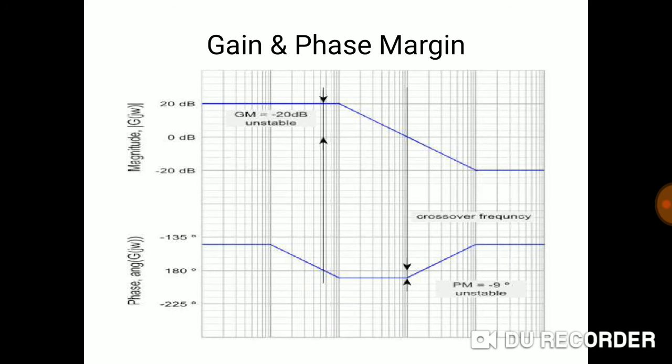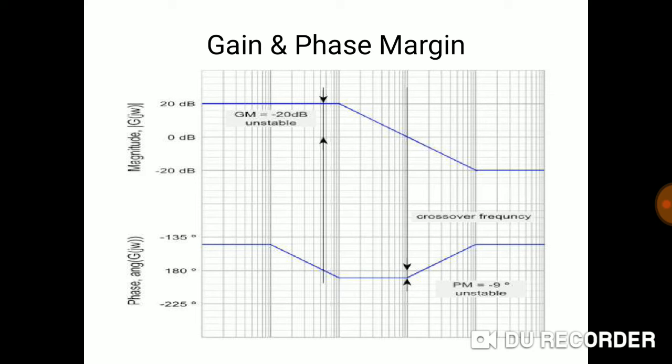Now we'll see the graphical representation for the gain and the phase margin. As I told you, the Bode plot has two different parts. First is a magnitude plot, another one is a phase plot. Magnitude plot is dB versus frequency, and the phase plot is angle versus frequency. In this diagram we'll first discuss the magnitude plot. The diagram shows 0 dB, minus 20 dB, plus 20 dB.